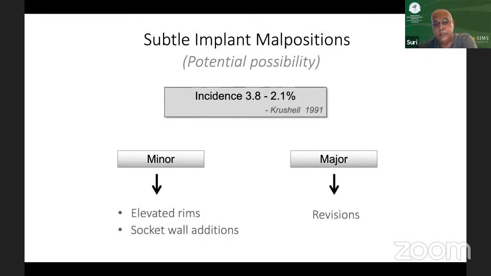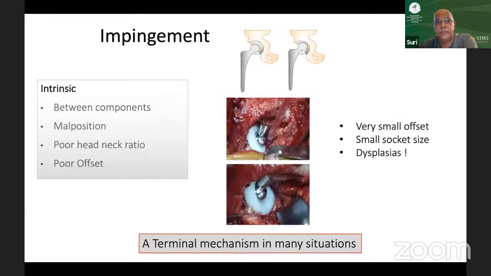Minor ones recognized on the table are controlled with simple options like the elevated rim, socket wall additions, and various other techniques. When you have the elevated rims, you can rotate it to the angle you want and then protect it. But major ones will almost always end up with a revision. So impingement: often we also find a penetrative impingement over a period of time. This is just a simple example. Here the neck is irritated, but the moment the neck starts penetrating, the head goes deep inside, and you find these bubbles in the hollow gap. And this is not hitting much earlier.